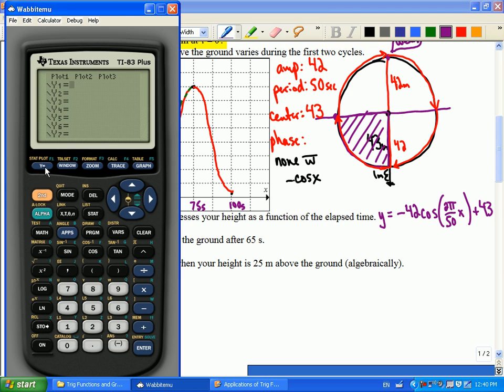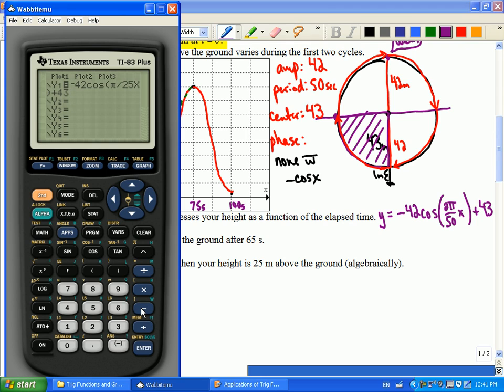I'm just going to show you one thing in your calculator that will make life a lot easier for you. So you're going to want to follow me here. It'll definitely help you as you're doing these kinds of questions. We're going to put our model into the graph. So we're all going to type in negative 42 cosine of pi over 25. That's the reduced fraction. And then my center line is 43.